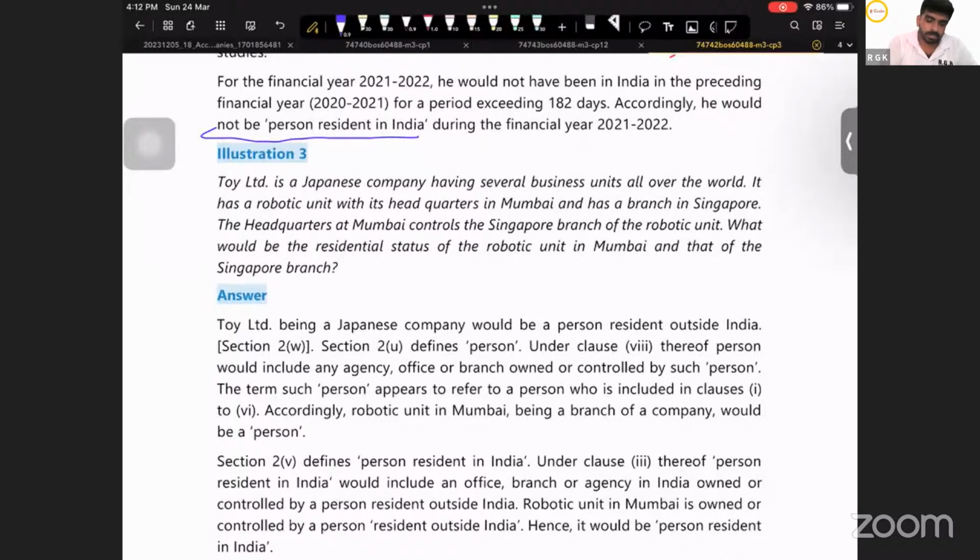Toy Limited is a Japanese company having several business units all over the world. It has a robotic unit with its headquarters in Mumbai and has a branch in Singapore. Headquarters is in Mumbai, branch in Singapore. Headquarters at Mumbai controls the Singapore branch of robotic unit. What would be the residential status of robotic unit in Mumbai and that of Singapore branch?